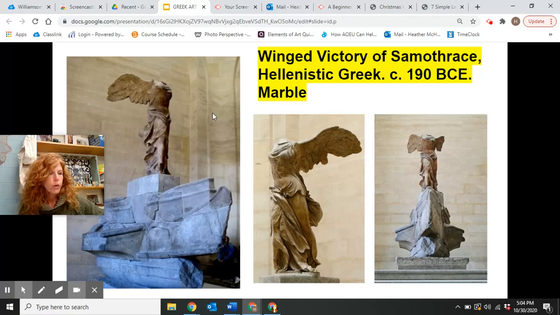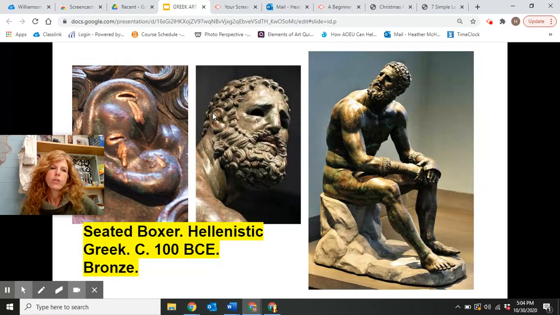So she's on this Greek warship. It's all about movement, energy, wind, water, and then again, seeing her form, despite the fact that she is completely enrobed in this garment. Then we move here to this seated boxer.